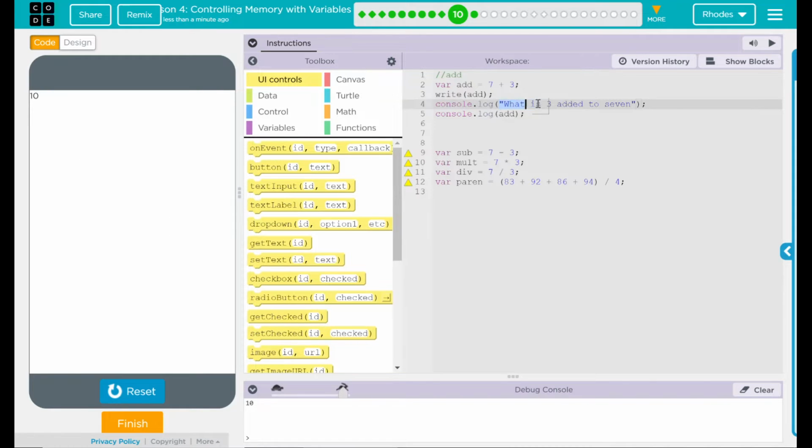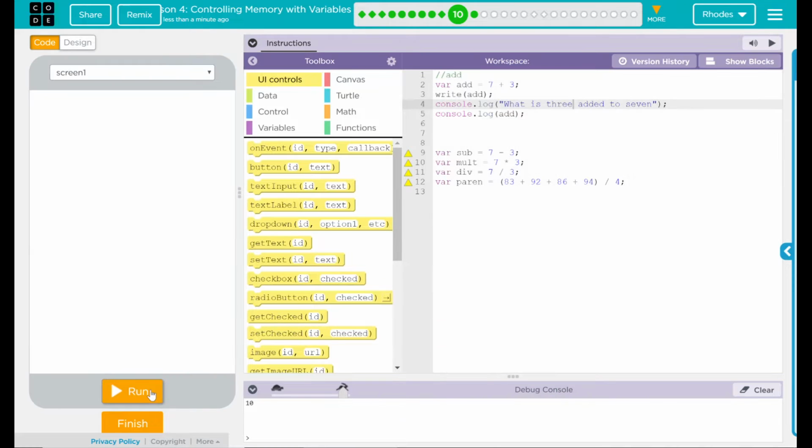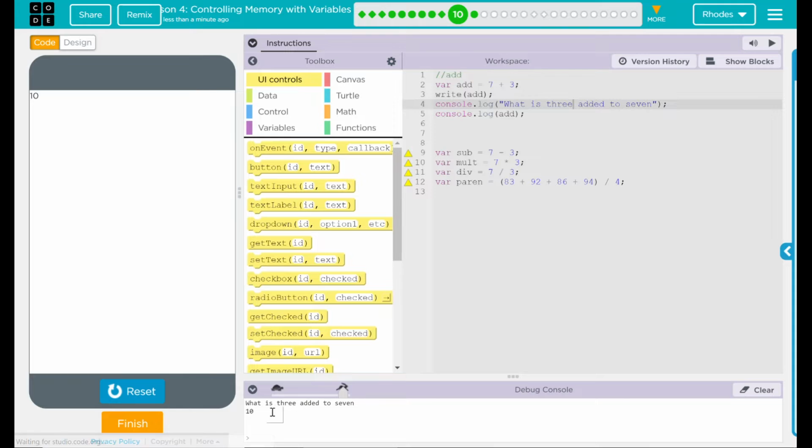And right before in my debug, I should get what is 3 added to 7. That's not really good there. Let's make sure they're both written the same way. There we are, both written out. Reset, run. What is 3 added to 7? 10. And we have 10 there. First one done. 4 more to go.